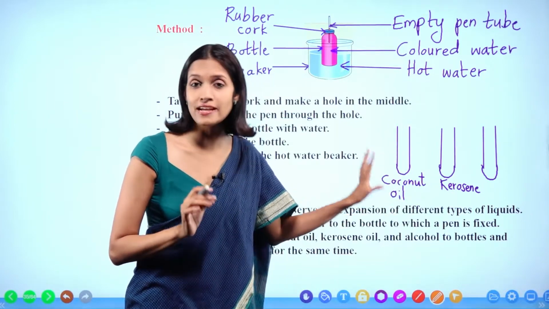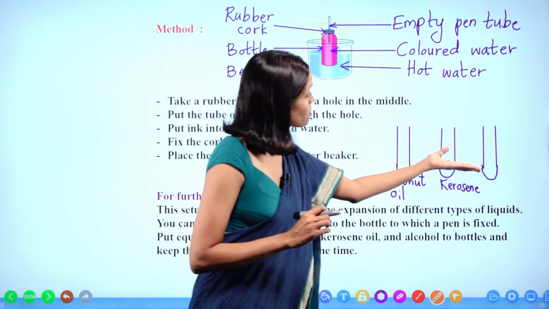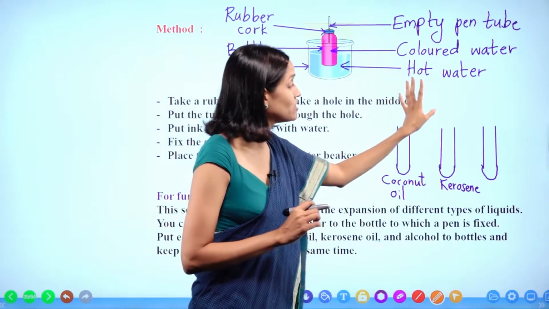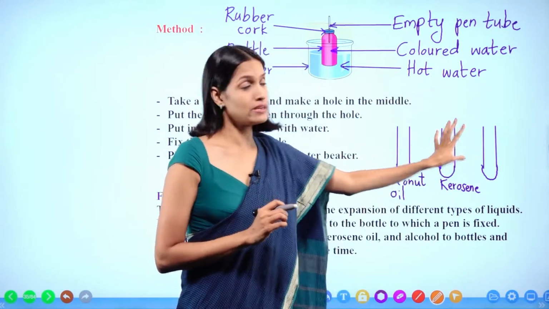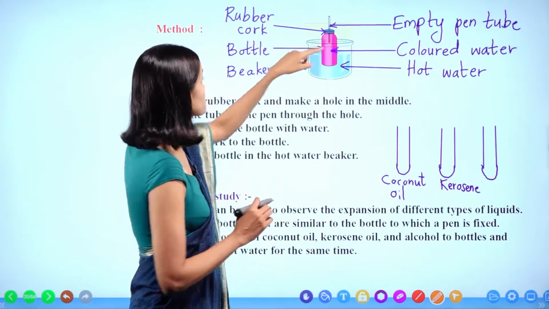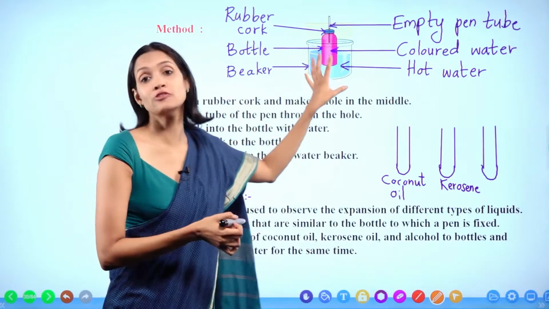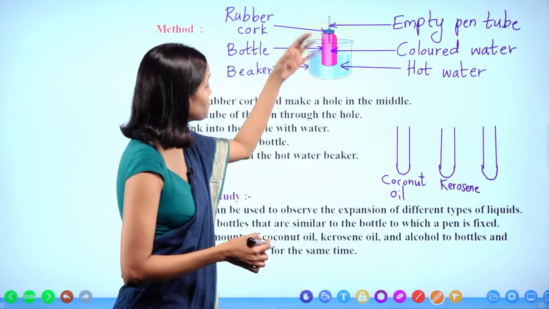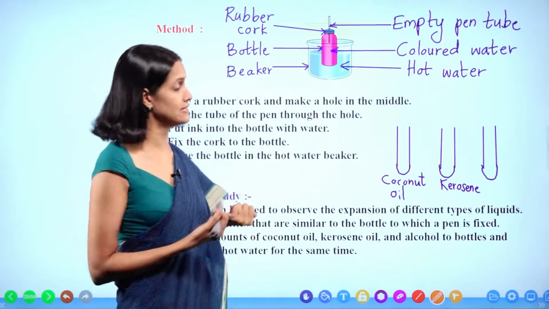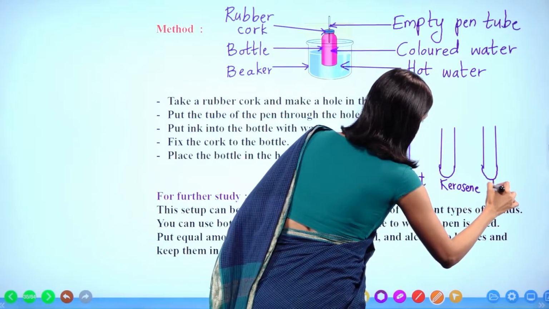That is because alcohol is a colorless liquid. So to observe it better, when it moves through the empty pen tube, we can use colored alcohol. Even here we used colored water because water is colorless. We cannot see how the level of water moves through the empty pen tube when we immerse it in the hot water bath, right? Therefore, we can add some color and use colored water so that we can observe it clearly, right? Okay. So the same type of setup. This one alcohol, colored.